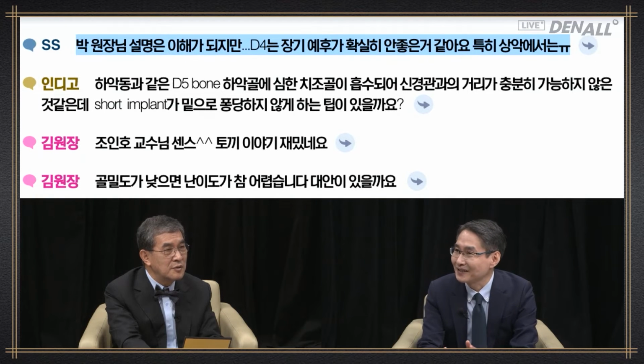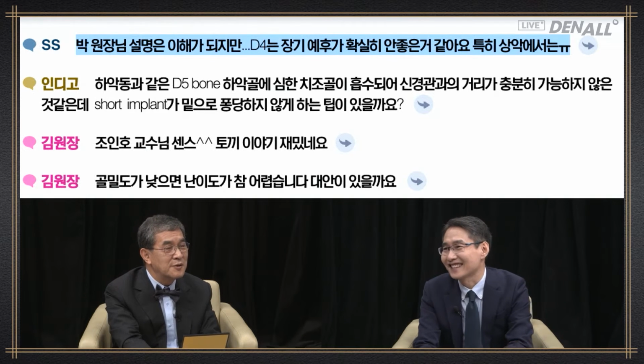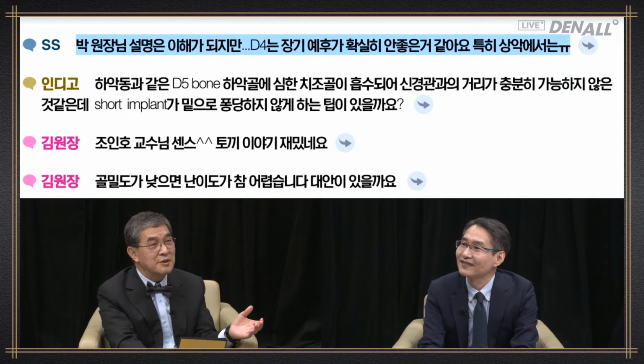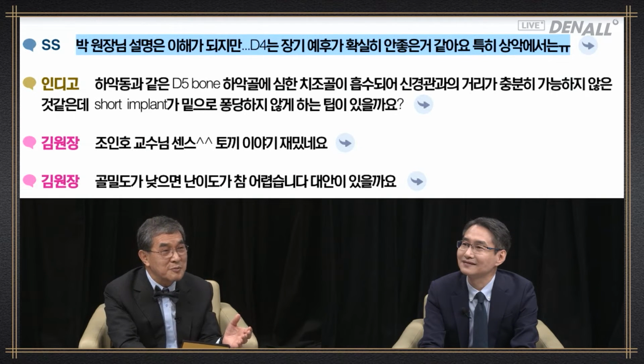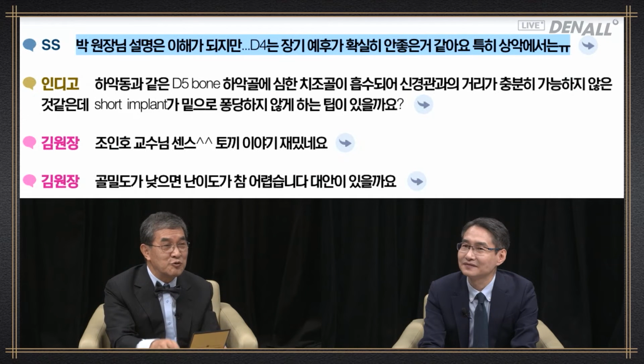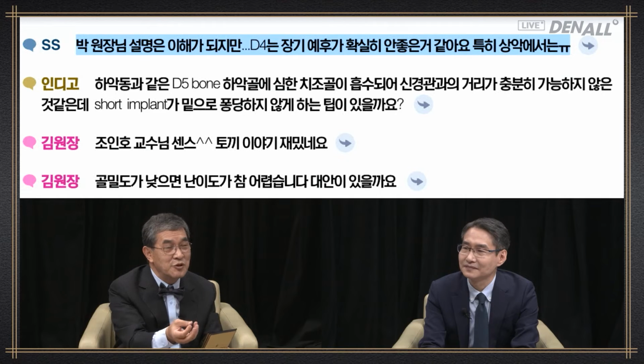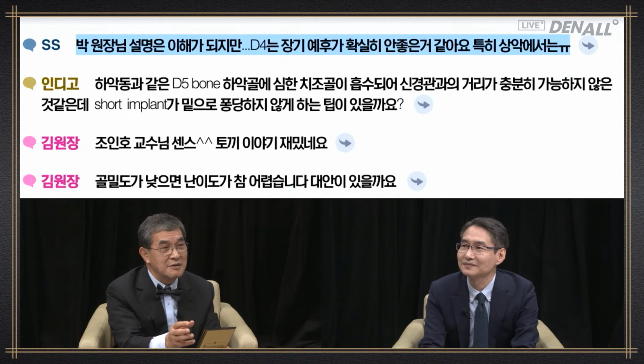I think it may differ depending on the patient, but I'm sure you can't get a better result in D4 spongy bone. In the case of D4 bone, we give a lot of warning to the patients. We say, because your bone is weak, you should not overstretch yourself and you need to brush well.